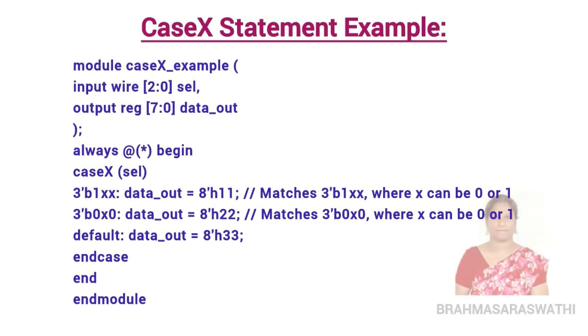You observe statement 2, 3'b0x0. This is the value 2. In this value 2, in the place of x we write 0 or 1. We write two possible values, 3'b000 and 3'b010. For these two conditions, the data output will be 8'h22.